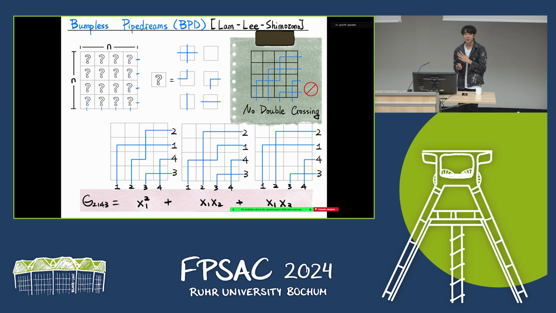Now each bumpless pipe dream also has a permutation and a monomial. To read the permutation, you write 1, 2, 3, 4 on the bottom. You follow the pipes and read 2, 1, 4, 3 on the right. So these three are bumpless pipe dreams of the permutation 2, 1, 4, 3.